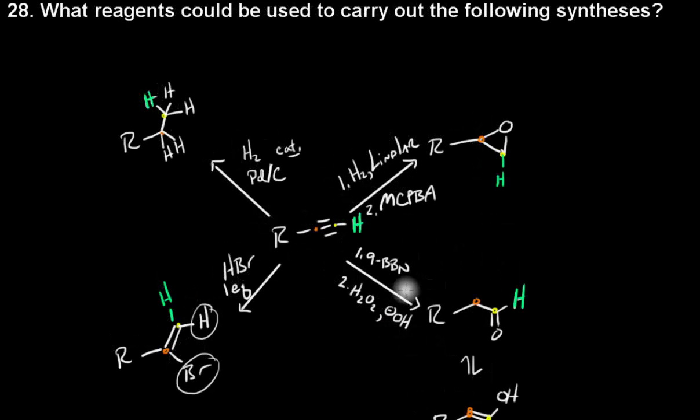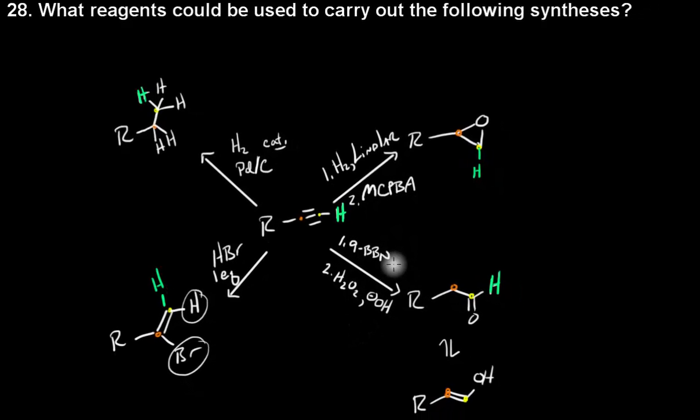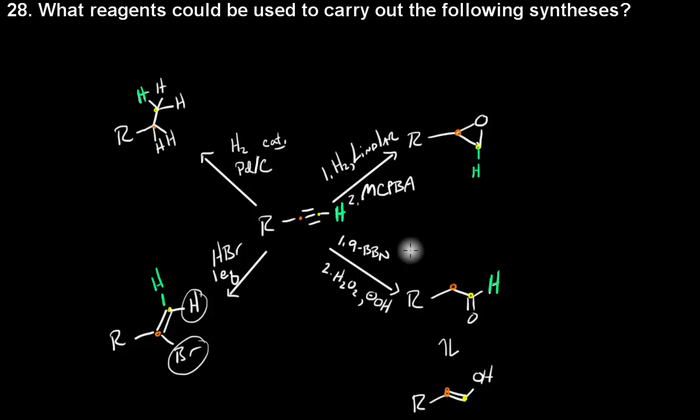Also, if we didn't utilize 9-BBN as the reagent that's going to be sterically encumbered, you can also use disiamylborane, or DSB as we've described it in class. So either one of these two reagents, 9-BBN or DSB for disiamylborane. Okay, yeah, and that's it. Moving on to the next question.